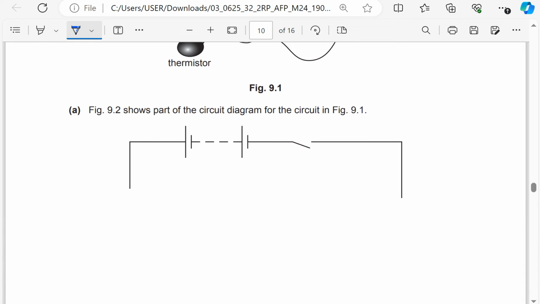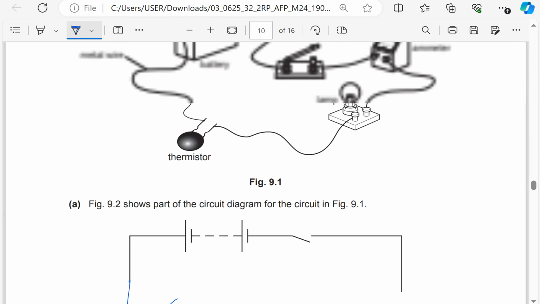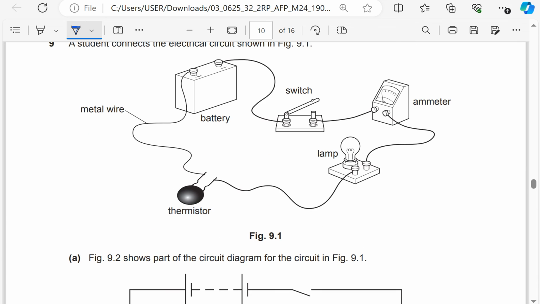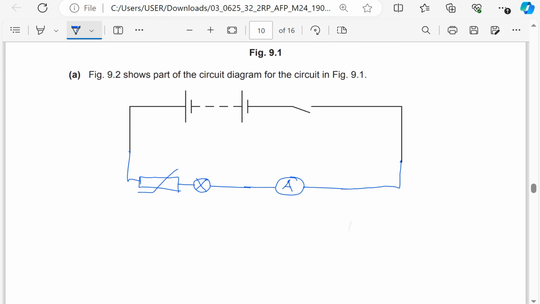So we need to put the thermistor. So I'll add the thermistor here. The symbol for a thermistor is simply this. Then we have the lamp. The symbol for the lamp is this one here. Then we have the ammeter. The symbol for the ammeter is this one here. And I think that is all. The switch has already been drawn, so I just complete the circuit. As simple as that. Those are 4 free marks.